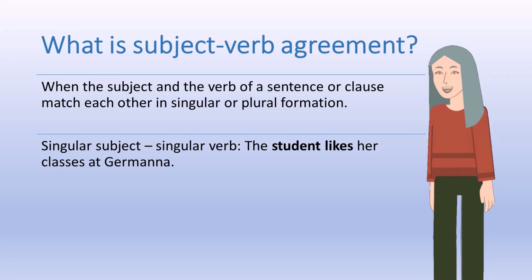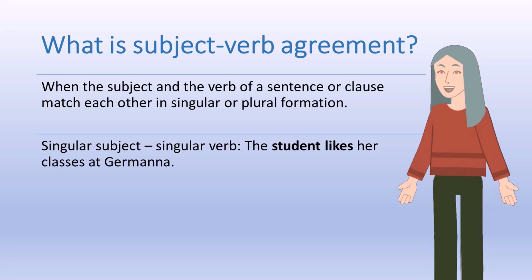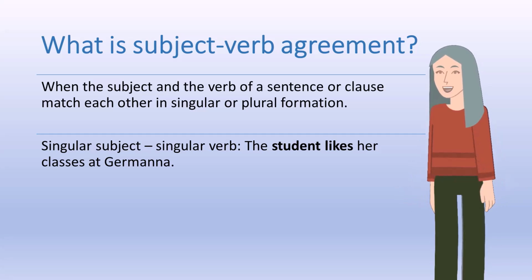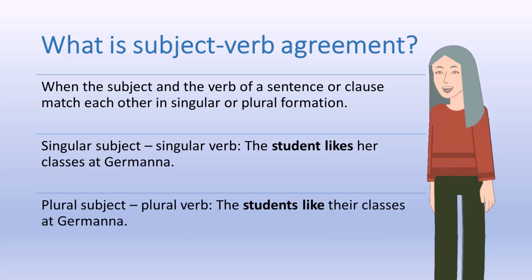A singular subject must take a singular verb. In the sentence, the student likes her classes at Germana, we're talking about one singular student, so the verb has to be singular too. We do that in the simple present tense by adding the s to the base form of the verb like. A plural subject, however, must take a plural verb.